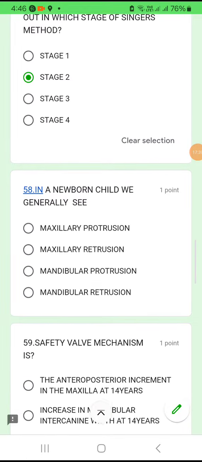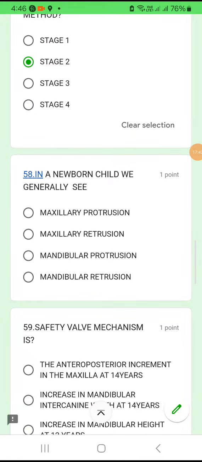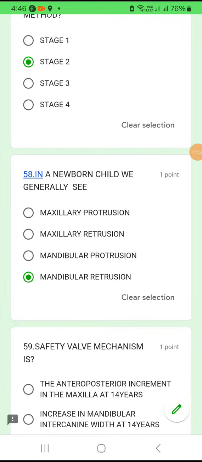Okay, Singer's method. In a newborn child, we generally see maxillary protrusion, maxillary retrusion, mandibular protrusion, or mandibular retrusion. We always see a small mandible. So, mandibular retrusion. Okay, option D is the answer. Mandibular retrusion. We see a smaller mandible.